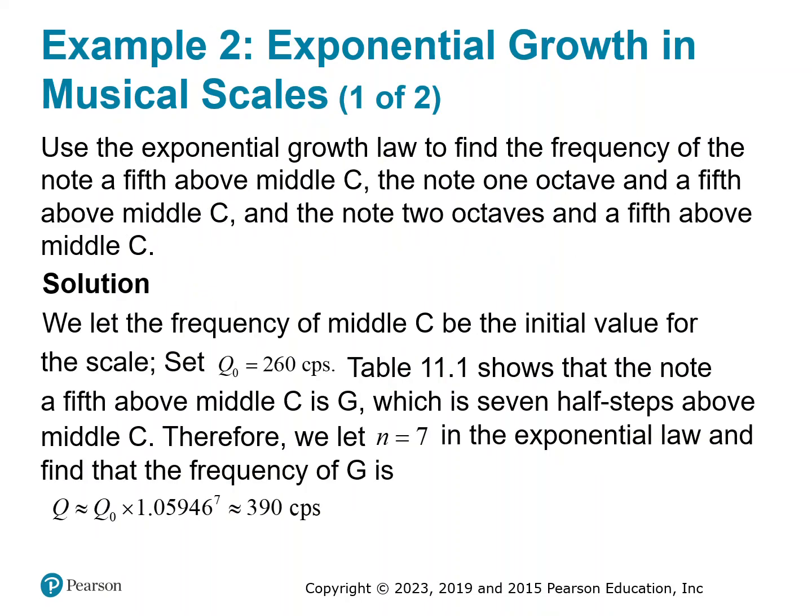Let's look at an example. Use the exponential growth law to find the frequency of the note a fifth above middle C, the note 1 octave and a fifth above middle C, and the note 2 octaves and a fifth above middle C. So we let the frequency of middle C be the initial value and set Q sub 0 equal to 260 cycles per second. Table 11.1 shows that the note a fifth above middle C is G.